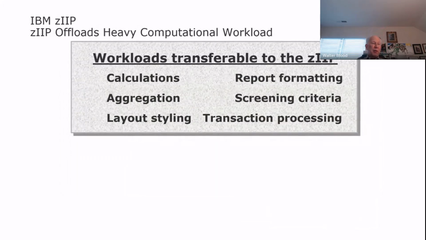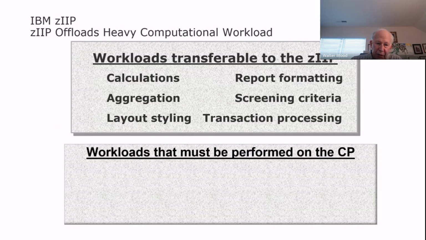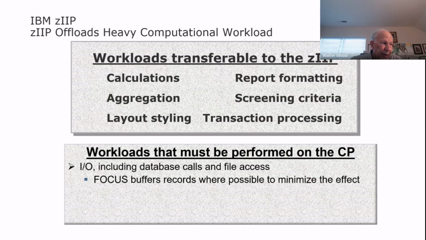The workloads that can run on the zIIP: zIIPs are designed to pick up and do CPU intensive stuff. What do we mean by that? Calculations, report formatting, aggregation, screening criteria, layout styling, transaction processing. These are the kinds of things that are good, and these are the kinds of things that can be moved to the zIIP. Workloads that we can't perform on the zIIP: I/O.